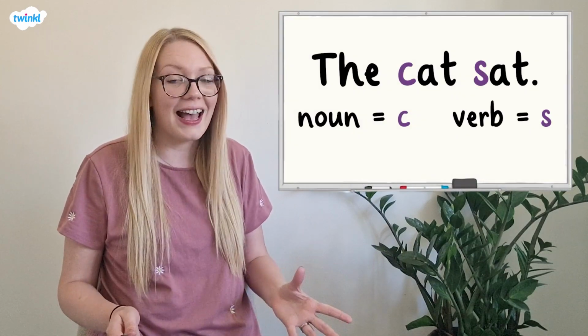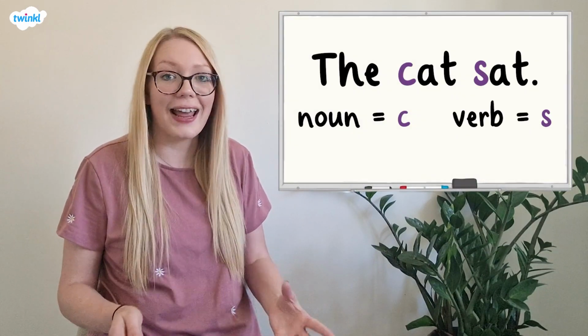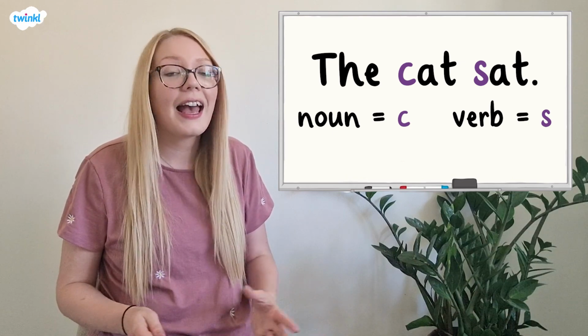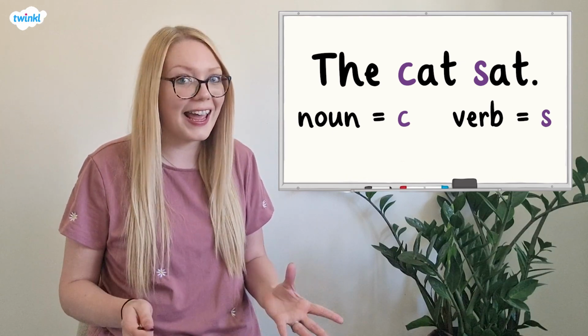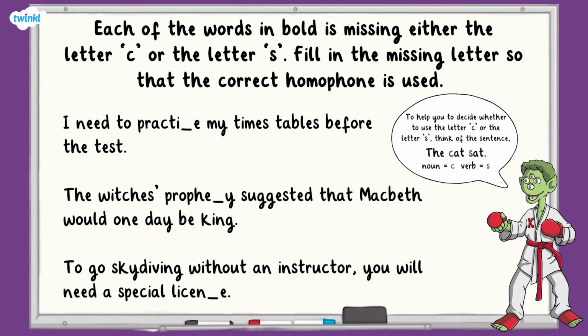For our first question, you're being asked to fill in the missing letter for each word that's in bold. Remember, the cat sat. If the word is a noun, use a letter C, and if it's a verb, use the letter S. Let's take a look at the first sentence. I need to practice my times tables before the test.